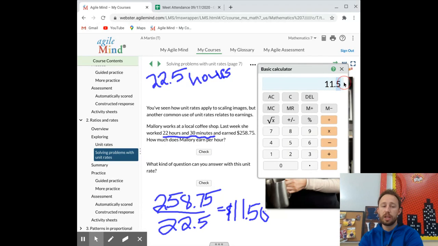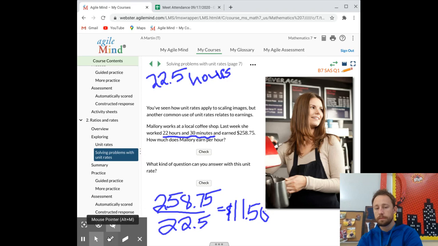But just like Miss Angel said, this 5 is in the tenths place. So that means 5 tenths would be 5 dimes, which is 50 cents. So we get $11.50. And that $11.50 is our what? Unit rate. That's right. It's our unit rate.